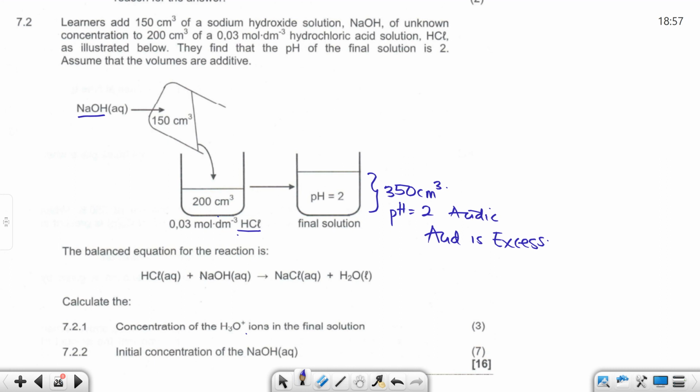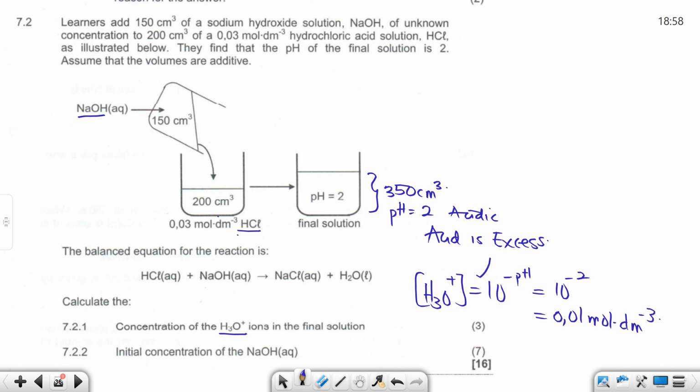Calculate the concentration. We've done this over and over again. H3O plus is equal to 10 to the power of negative pH. What's your answer? Quickly, give me an answer. 0,01 moles per dm cube. Get one for the formula, get one for the substitution, get one for your answer. 3 marks done.